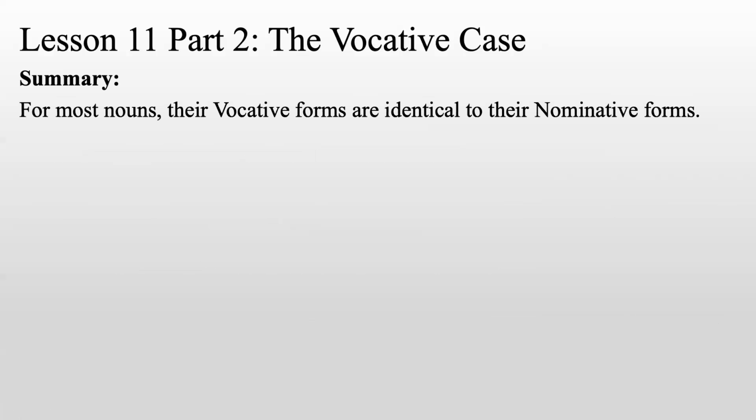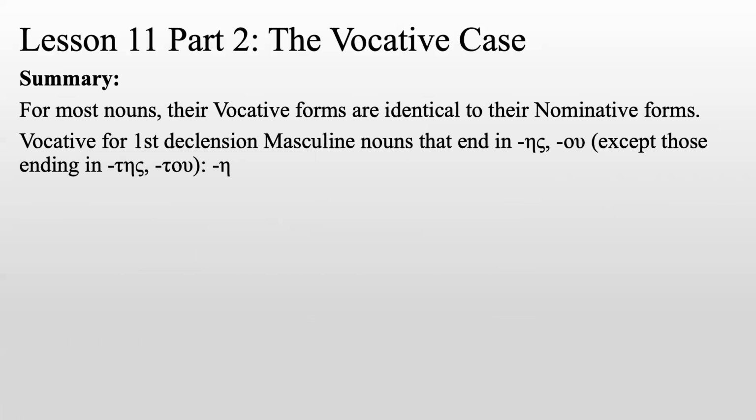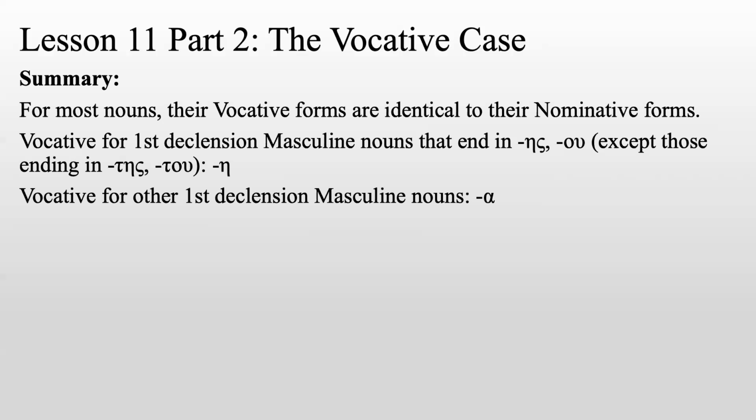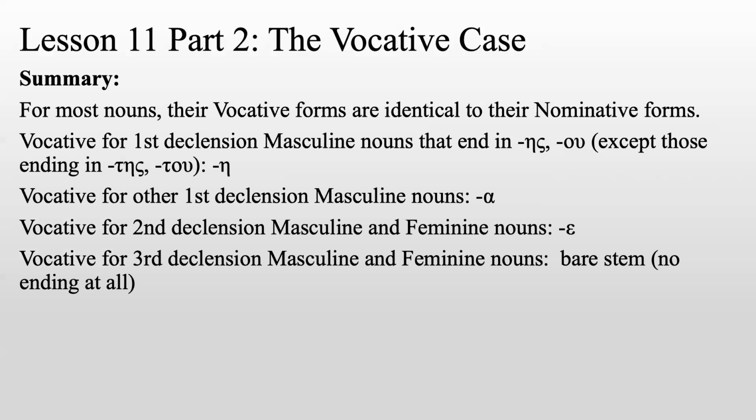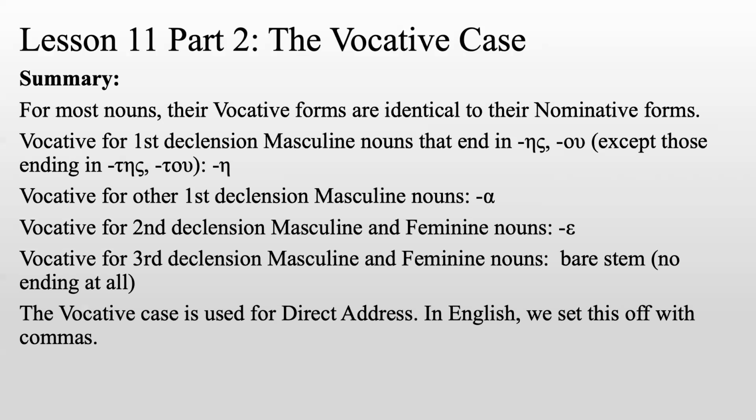So, summary. For most nouns, their vocative forms are identical to their nominative forms. Vocative for first declension masculine nouns that end in -ēs, except those ending in -tēs, the vocative singular ending is alpha. Vocative for other first declension masculine nouns for the singular is alpha. Vocative for second declension masculine and feminine nouns is epsilon. And vocative for third declension masculine and feminine nouns is the bare stem with no ending at all. The vocative case is used for direct address, and in English, we set this off with commas.